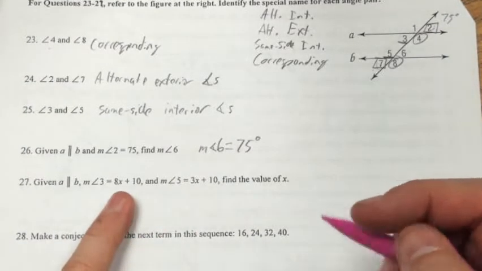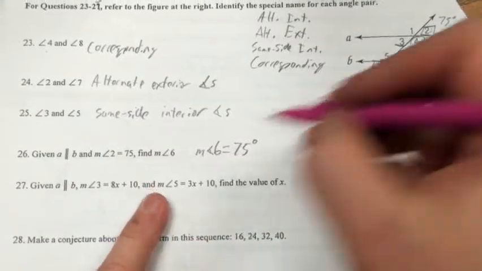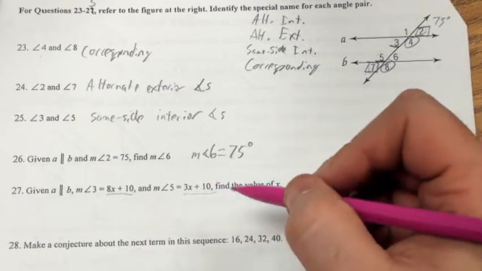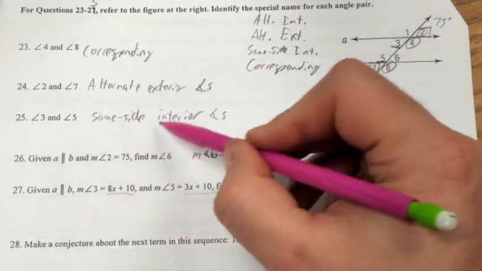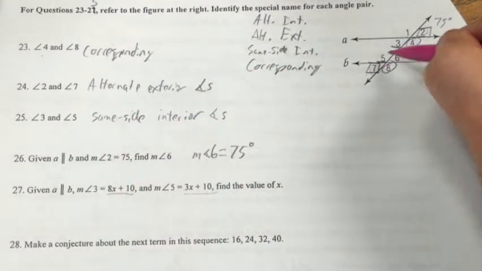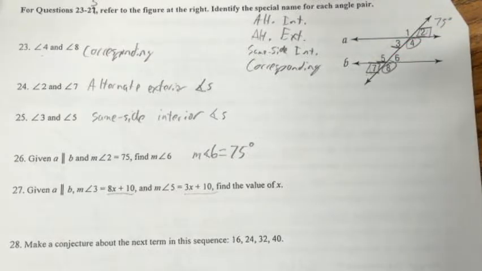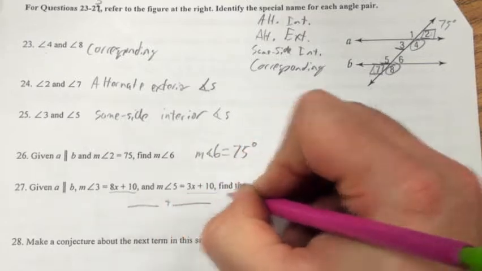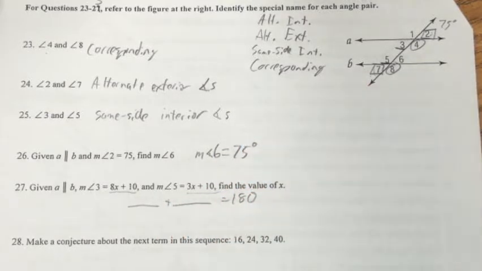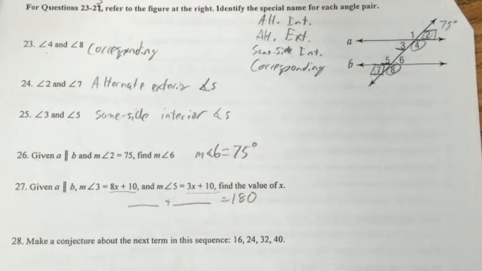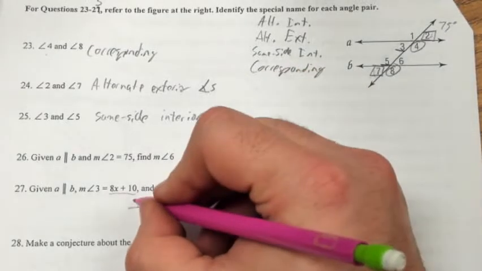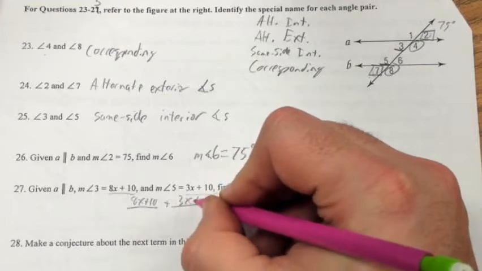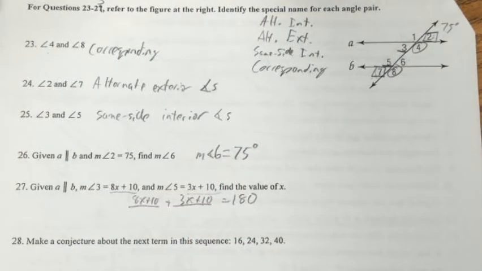Now, on 27, if the measure of angle 3 is this, and angle 5 is this, well, we've already said earlier that 3 and 5 are same side interior, and same side interior angles are supplementary. So our base equation is something plus something equals 180 for supplementary angles. Well, that's 8x plus 10 is that first angle. 3x plus 10 is the other angle.